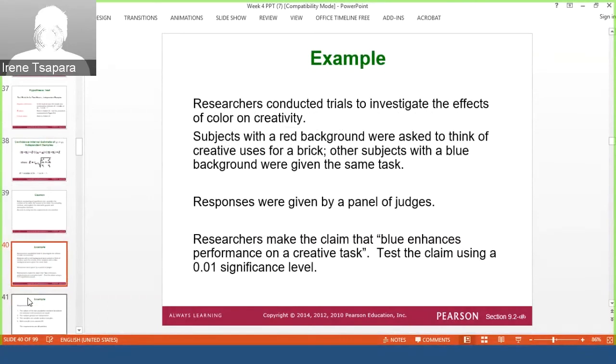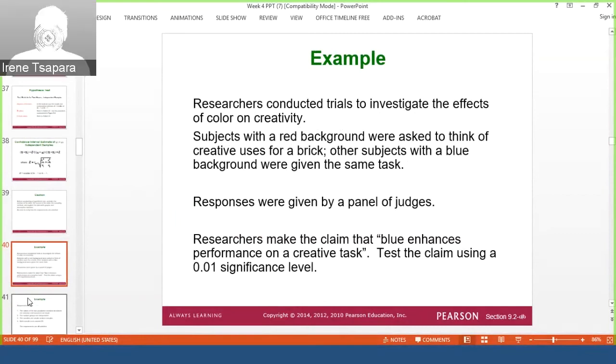Okay, let's say this example. Researchers conducted trials to investigate the effects of color on creativity. Subjects with a red background were asked to think of creative uses for a brick. Other subjects with a blue background were given the same task. With a significance level of 0.01, we want to make the claim that blue enhances performance on a creative task.